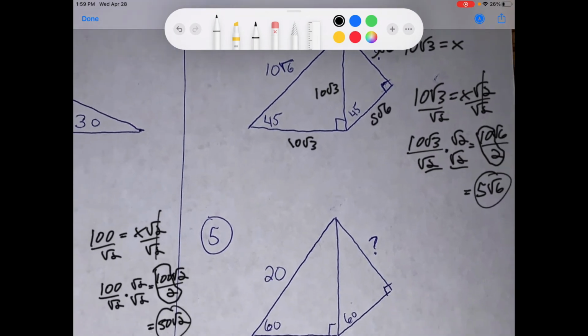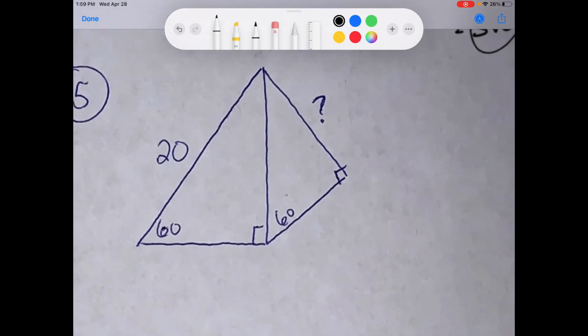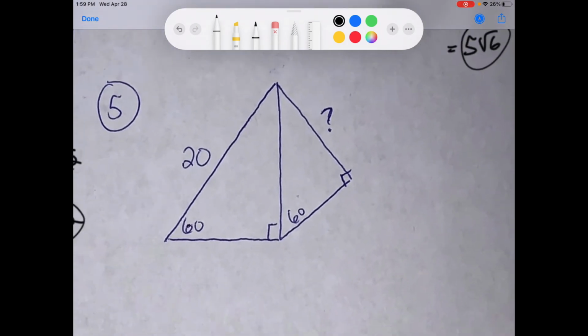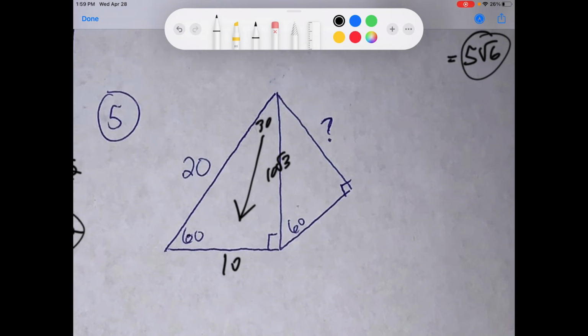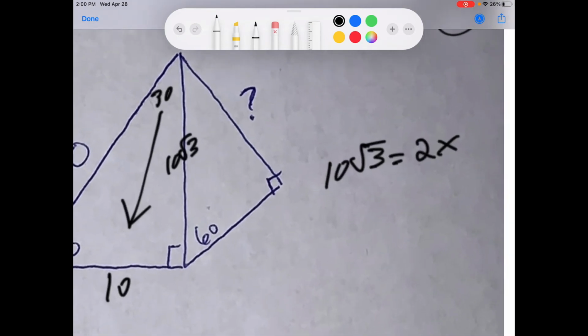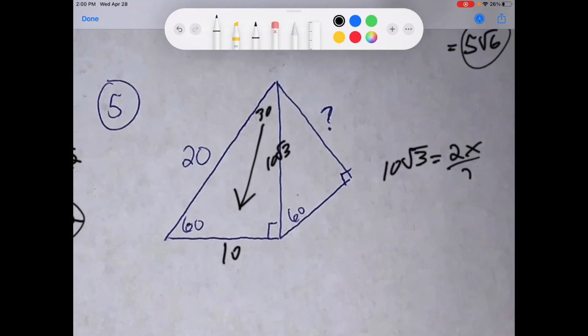Okay, number 5, you have a 30, 60, 90 attached to a 30, 60, 90. Remember, on a 30, 60, 90, your hypotenuse is double the short side. Well, the short side's over here, so short side's 10, and the other one would be 10 times root 3. Okay, so now look at the triangle on the right. 10 root 3 is the hypotenuse of a 30, 60, 90. 10 root 3 equals 2x, because 2x is the hypotenuse on a 30, 60, 90. Divide by 2. 2 goes into 10 5 times, so we have 5 root 3 equals my short side.